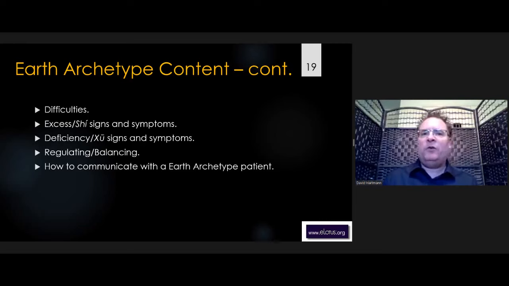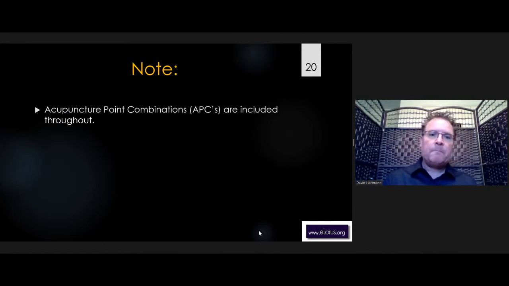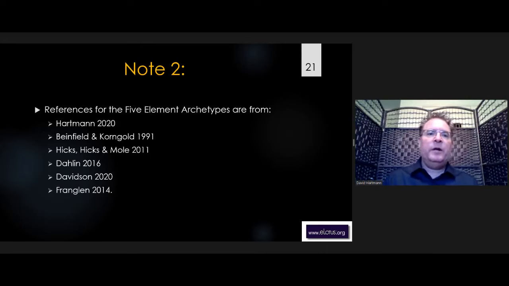We look at what the archetype is represented by through an excess, and then we look at a treatment for the deficiency. If you aren't sure how excess or how deficient they are, or you just want to do a bit more of a balancing treatment, well, then we've got one of those too. And then, of course, how to communicate to an Earth archetype patient or an Earth archetype person that you know or see. Of course, point combinations are included. They're the usual references that I've been using throughout this whole workshop series. Sometimes I use different books, but they're the main ones that I've been using.